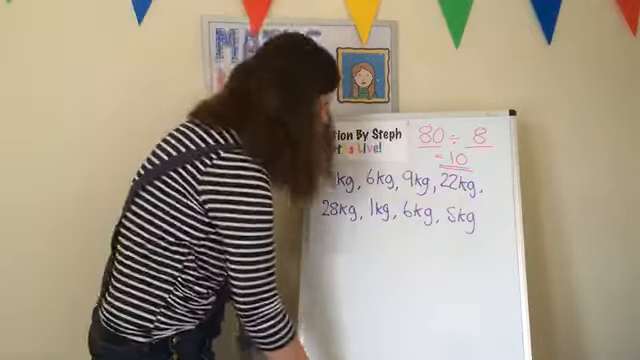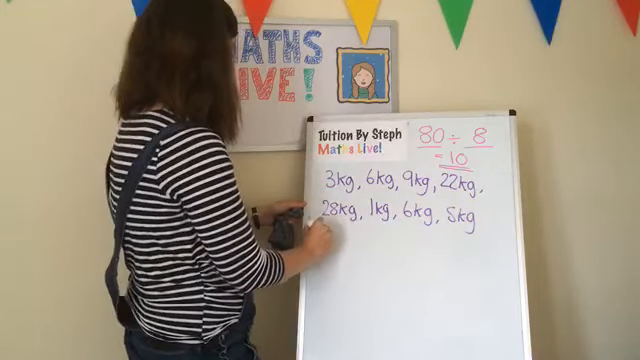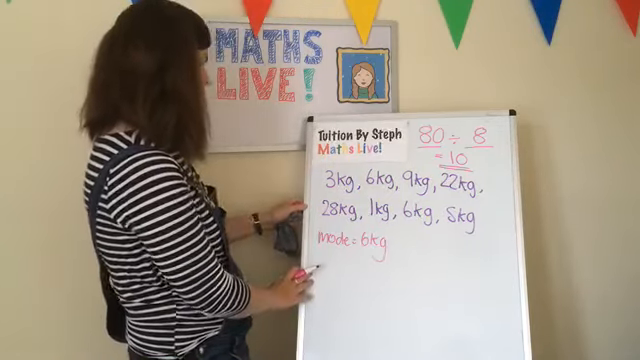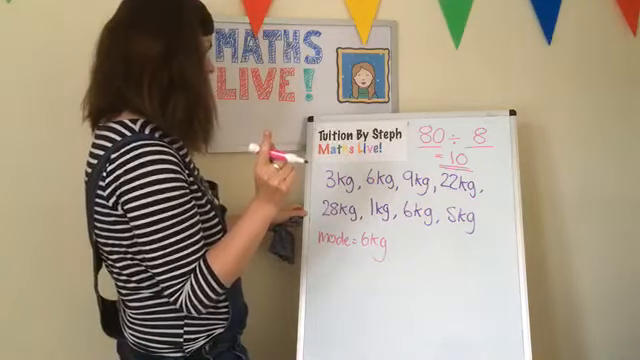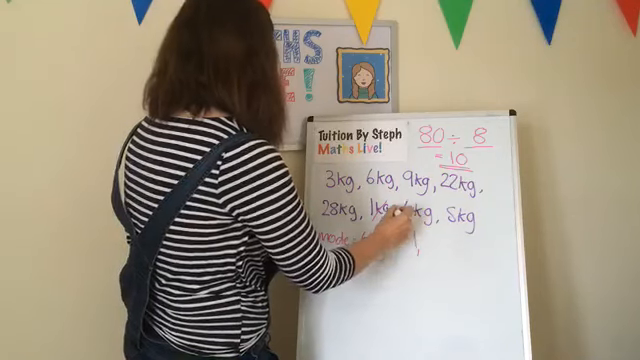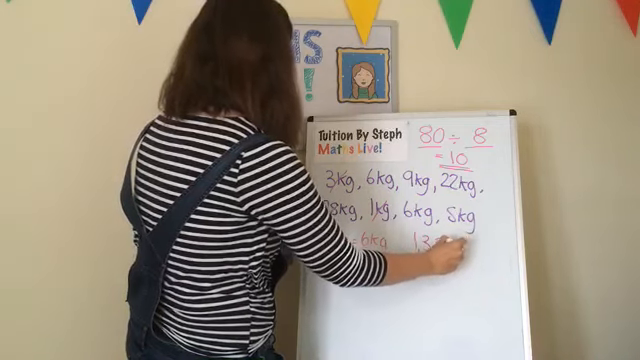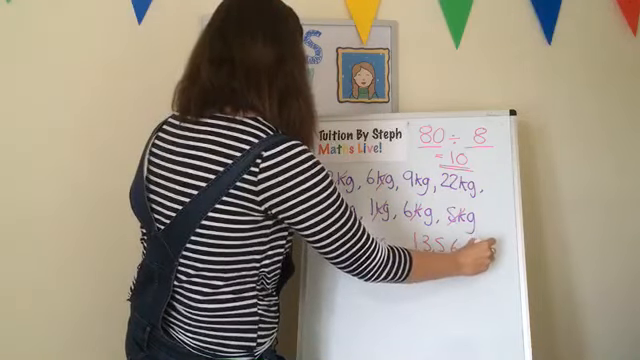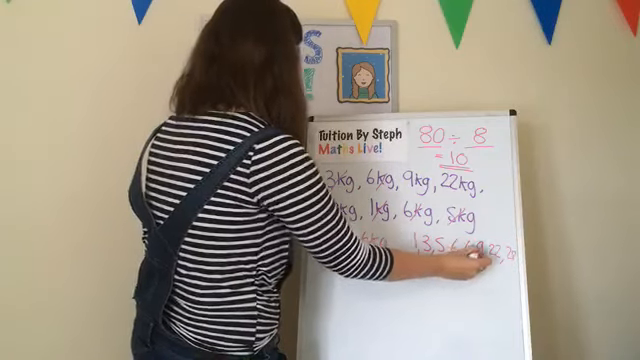So, I gave you a challenge. What is the mode? Well, the mode, there's only one weight that occurs twice, so the mode is 6 kilograms. And the median, so let's put them in order. So there's 8. So let's see if we can work this out. So it's 1, and then 3, and then 5, and then 6, 6, and then 9, and then 22, and then 28. So 1, 2, 3, 4, 5, 6, 7, 8.